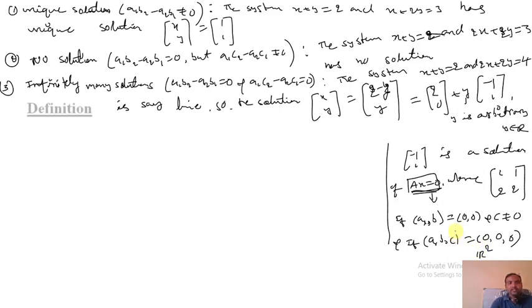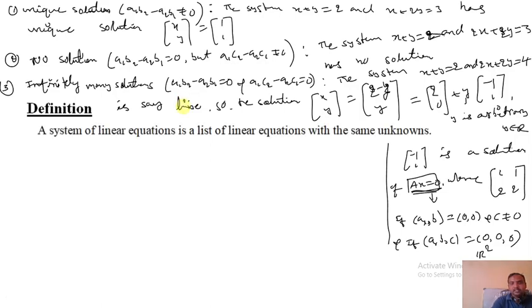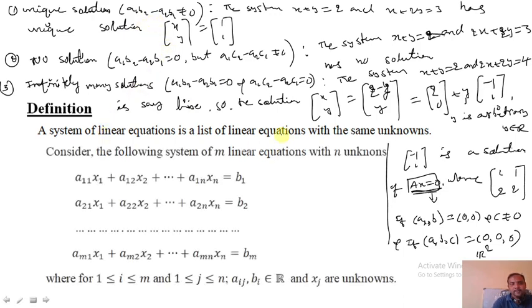Okay. So now we define the system of linear equations. This time we went with two variables, 1 and 2. Now it's more than two variables. So we are going to three variables, a three-dimensional space, then 4, 5. In that case, how to discuss? Now we define the system of linear equations. The system of linear equations is a list of linear equations with the same unknowns. Here we have taken x comma y, the same unknowns in both equations. Whatever equations you take, they have the same unknowns.